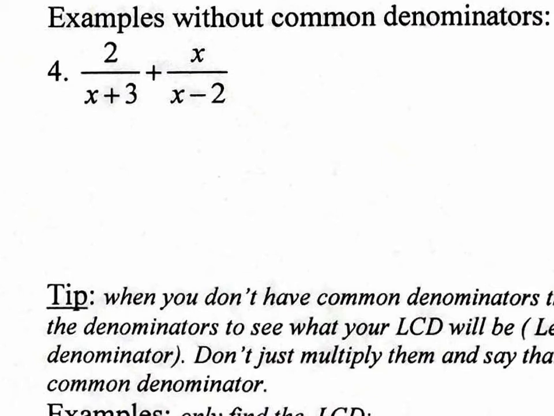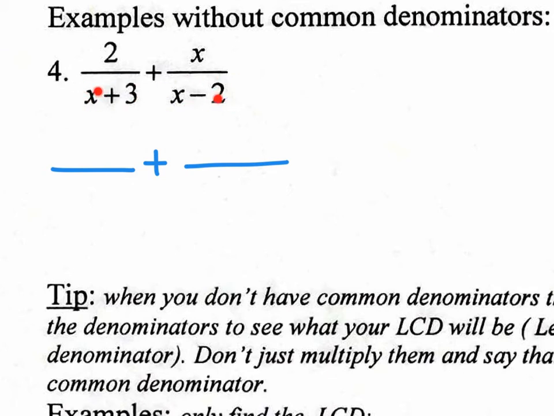Well, I have this denominator and this denominator. They are not the same. I cannot add the numerators because they're not the same. I need a common denominator. What is the common denominator? And where do I get it from? The common denominator will be this guy times this guy.